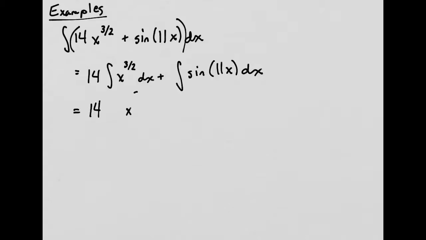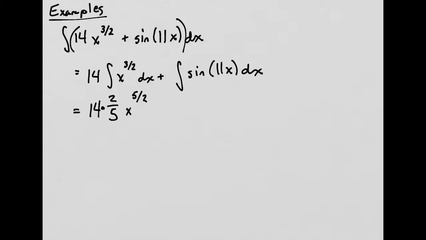So x to the 5 halves. And then 1 over 5 halves is 2/5. So 14 times 2/5, x to the 5 halves. And then, I could add a plus c here, but I'm just going to do plus c at the very end of all this process.